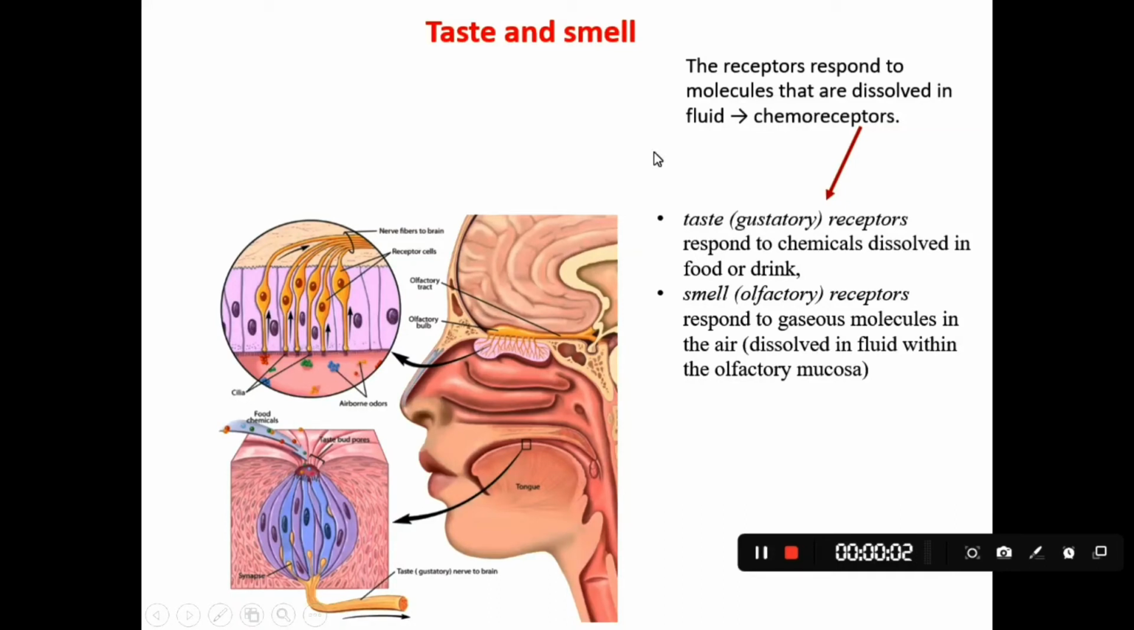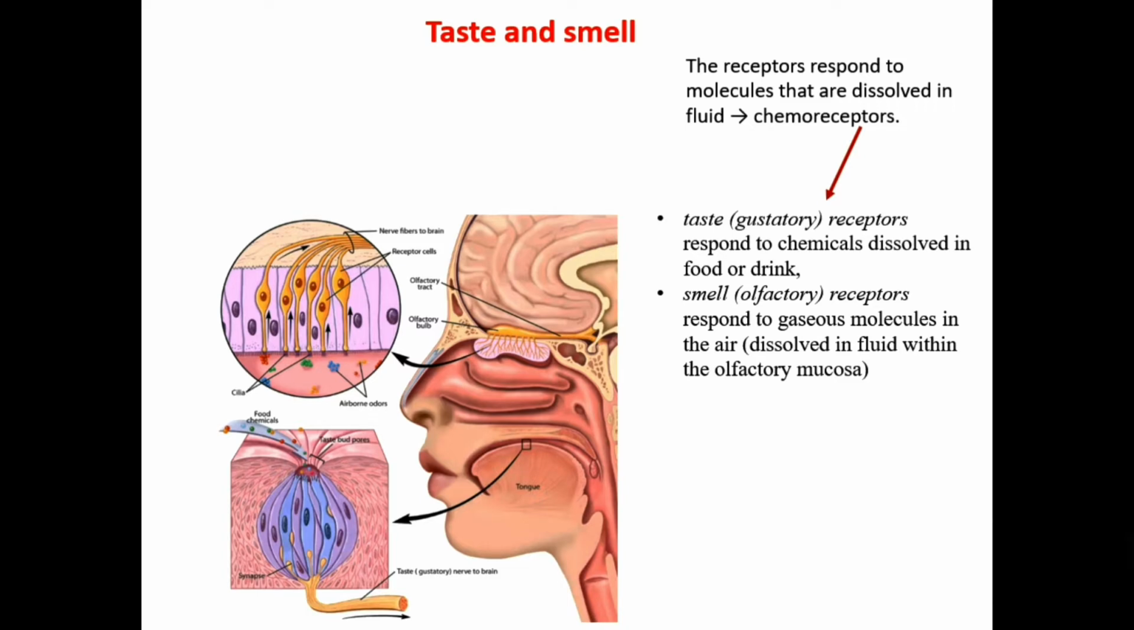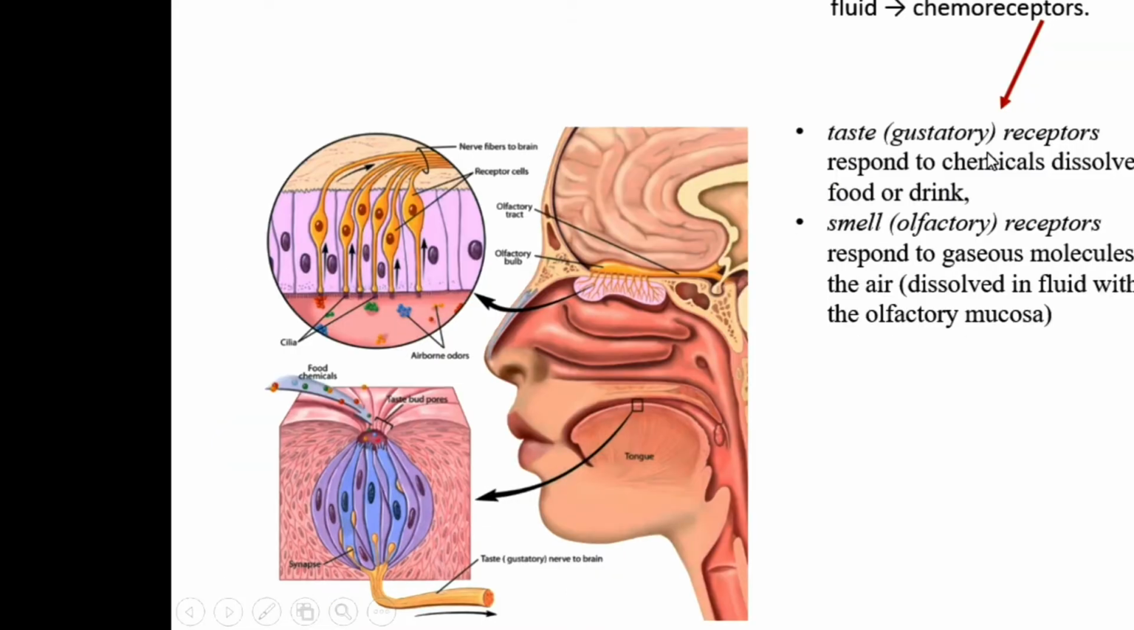So today I want to talk about the taste and smell physiology. As you see in the picture, there are some receptors in here. Today, in this first video, I will talk about the taste, and in the next video I will talk about the smell. All in all, the receptors which respond to molecules that are dissolved in fluid are chemoreceptors. The chemoreceptors can be for taste, gustatory receptors, or for smell, olfactory receptors.